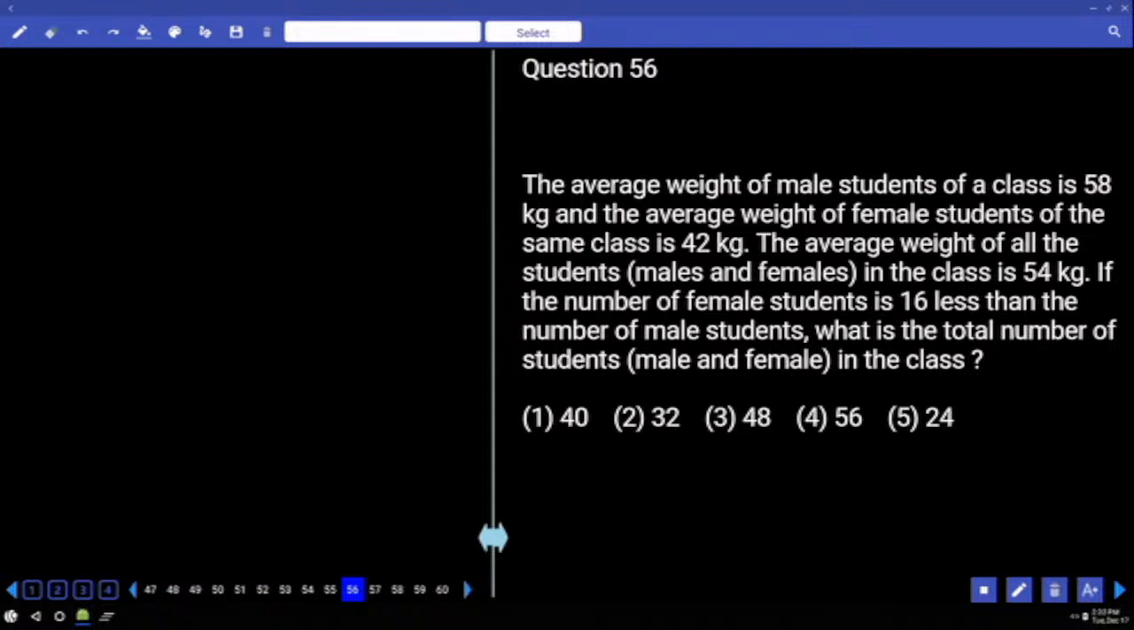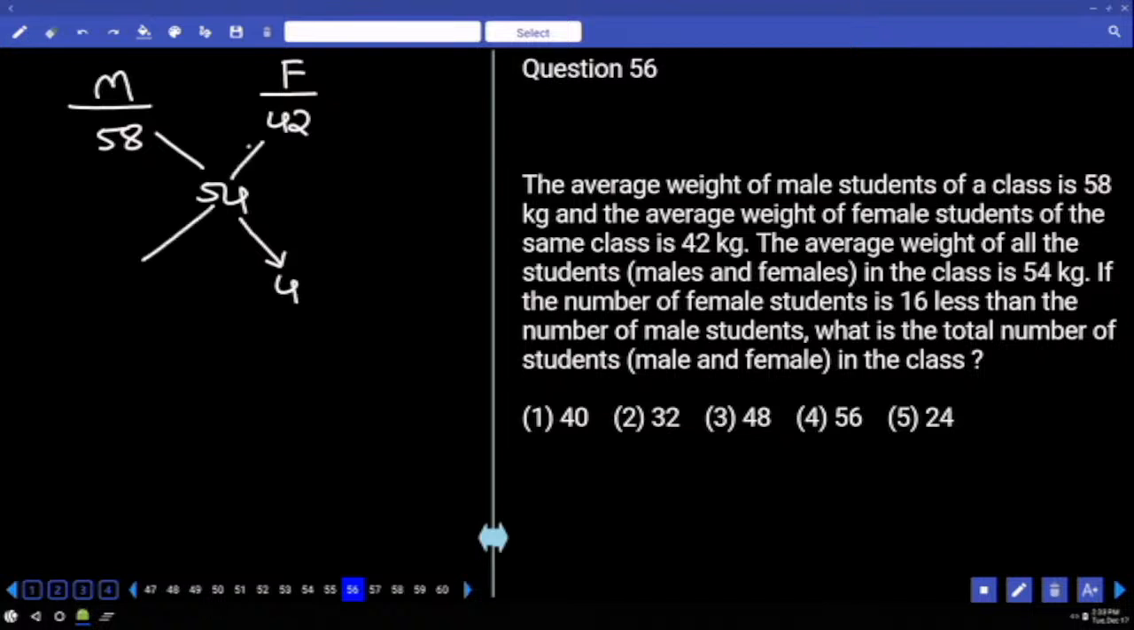Apply the allegation method. What is the male average? Female average? Entire class average. 58 minus 54, and 54 minus 42.